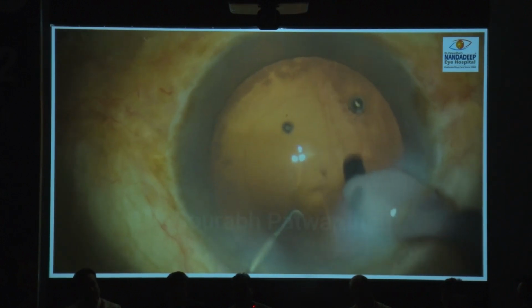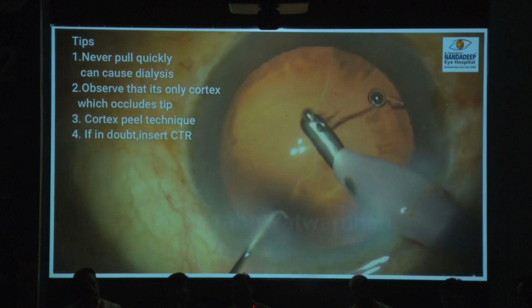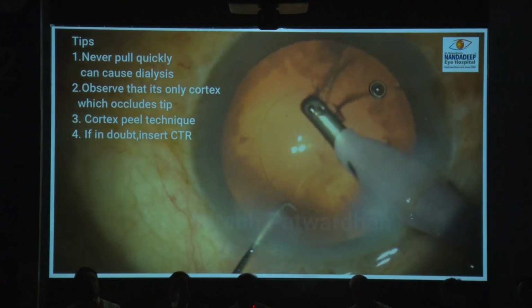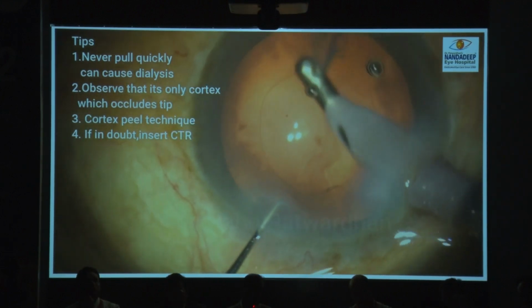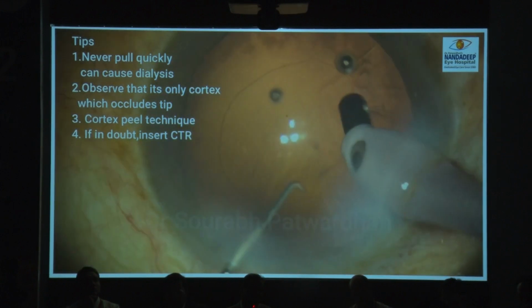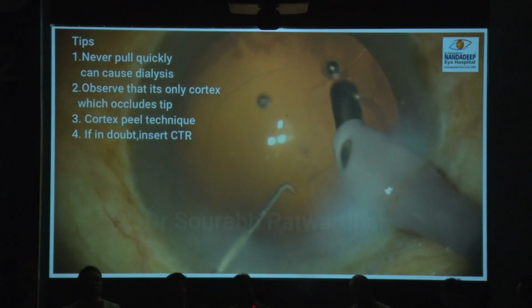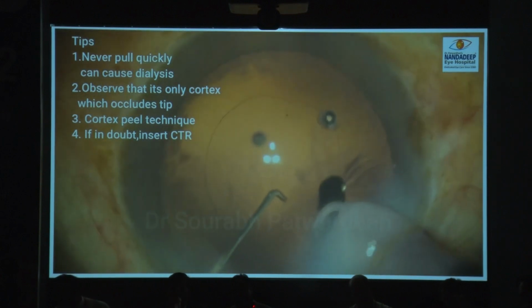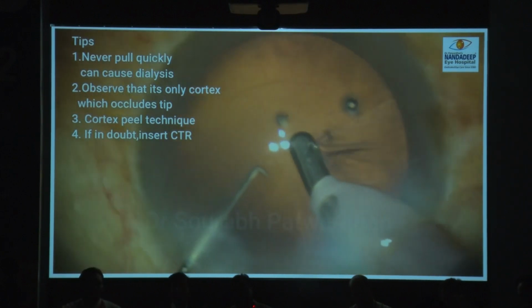So you have to be extra careful here. Make sure you are holding the cortex and not the capsule. Use slow cortex peeling technique, and in case of severe movement of the anterior capsular rim, you can use CTR.